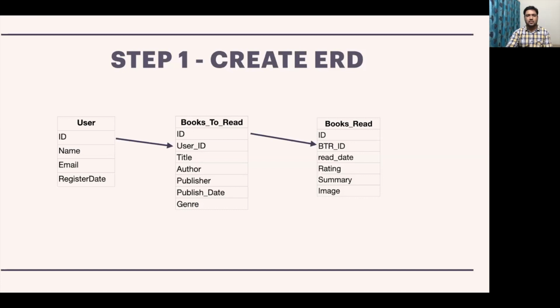So there are three entities: user, book to read, and book read. There are a few attributes that I have identified, and primary keys have been defined. So this is the relational way of doing it.